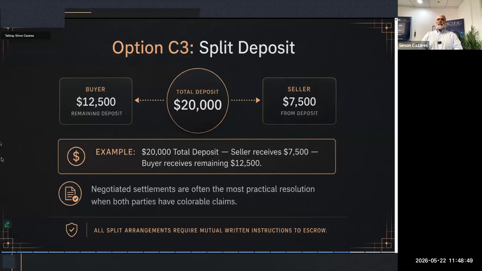As an example, this $20,000 is the earnest deposit that is the buyer's, right? But in order for this to come to an agreement, maybe the buyer did waste everyone's time, had the seller do all these repairs, and the seller has been damaged. And they can say, look, I've been damaged and I'm asking for 7,500. Then as long as escrow has the mutual agreement in writing that instructs escrow to release 7,500 to the seller and 12,500 back to the buyer, as long as it's mutually agreed, it's perfectly fine.